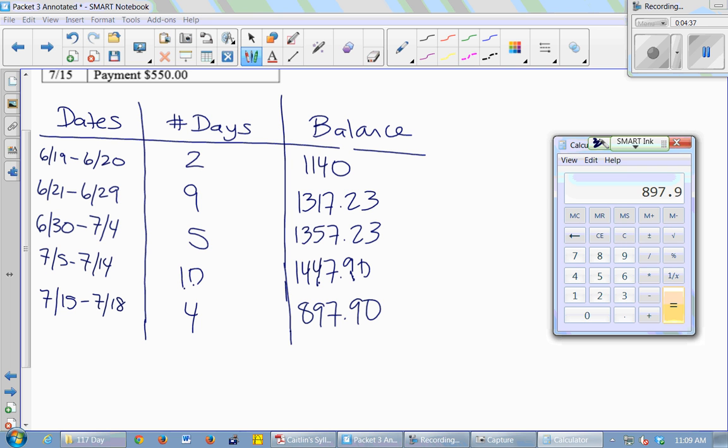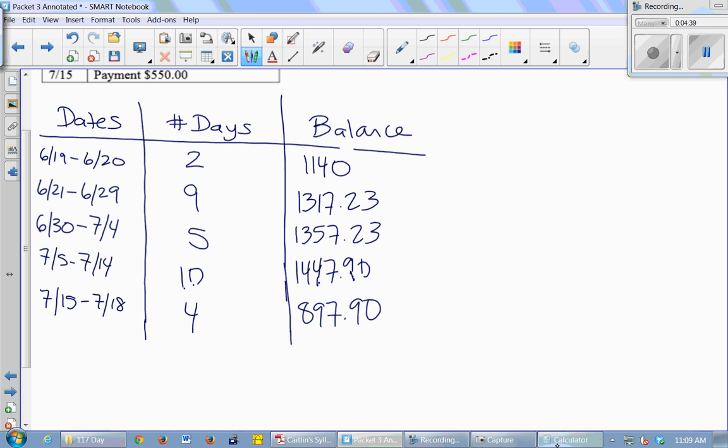Okay, so now to calculate my average daily balance. When I say take an average, that means add it all up and divide by the number of things, right? So how many days are in this billing cycle total? 30 days. 2 plus 9 plus 5 plus 10 plus 4 is 30 days. Okay, so I want to take each day's balance, which I have 30 of. Each day there's a balance on my card, right? So I have 30 balances. Add them all up and divide by 30.